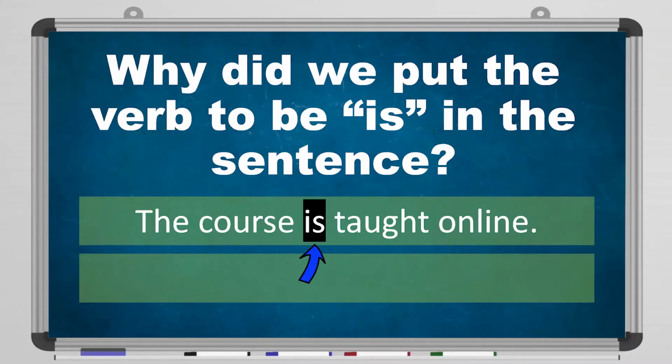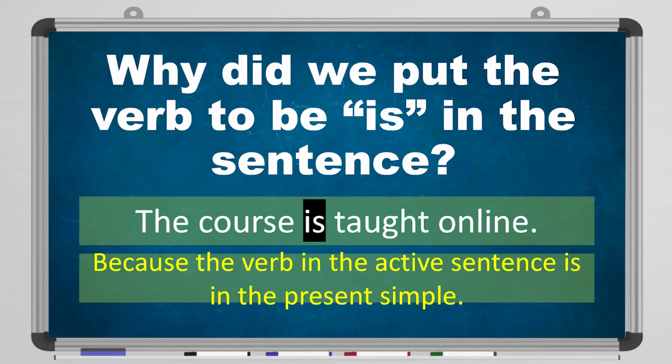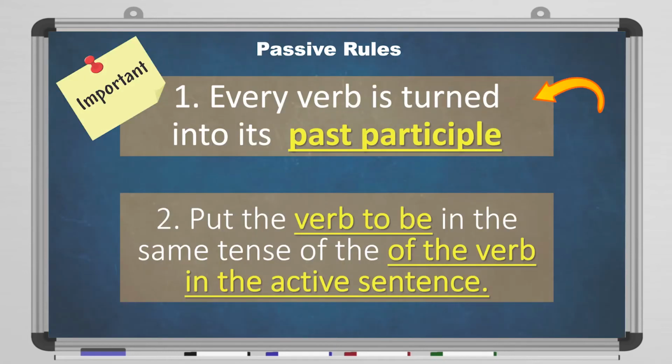Now, I will repeat. Why did we choose is as the verb to be in this sentence? Because the verb in the active sentence was in the present simple. Remember those two rules. Every verb is turned into the past participle, and put the verb to be in the same tense of the verb in the active sentence. If you remembered those two rules, you will answer all the passive sentences.